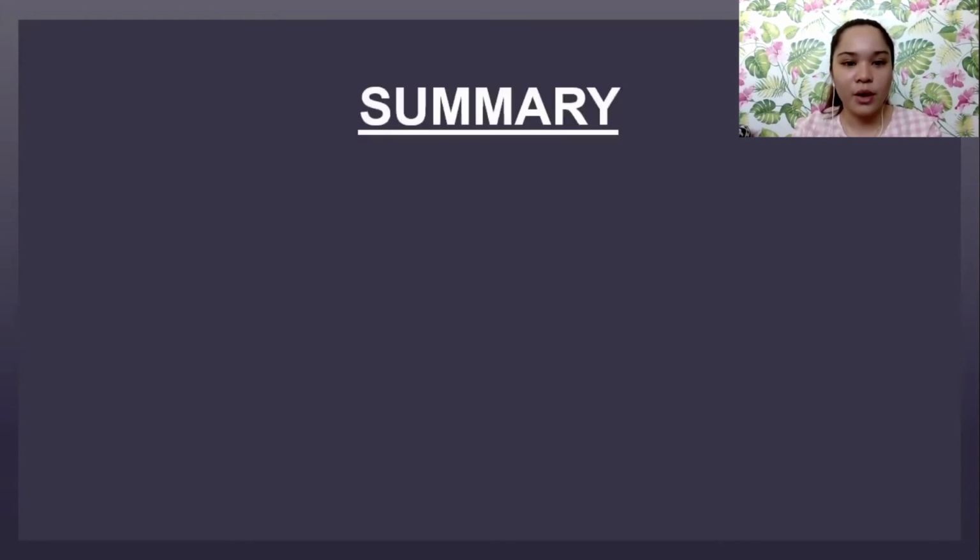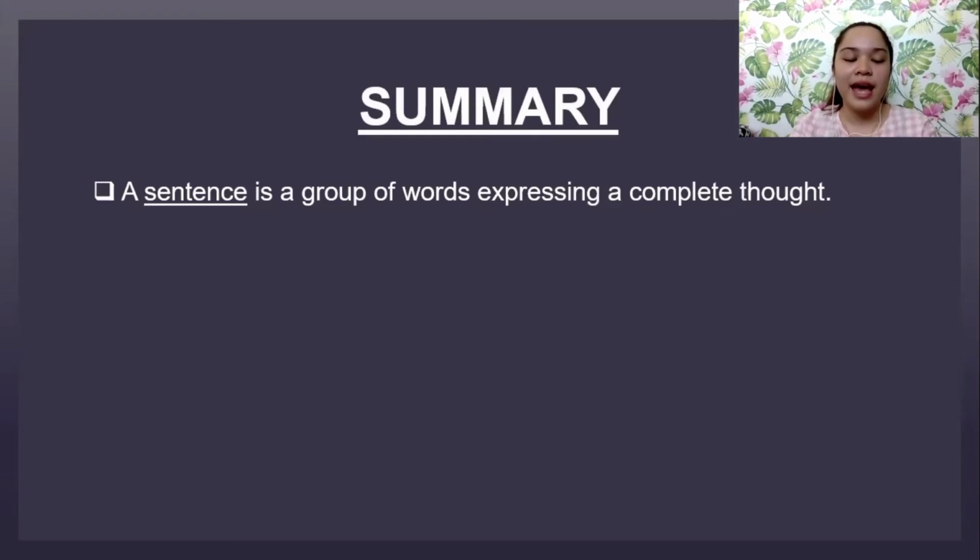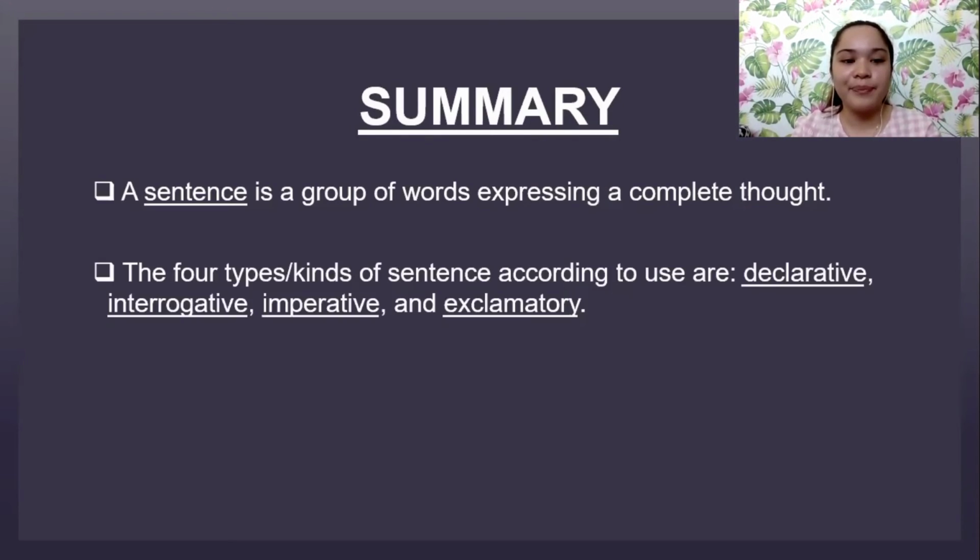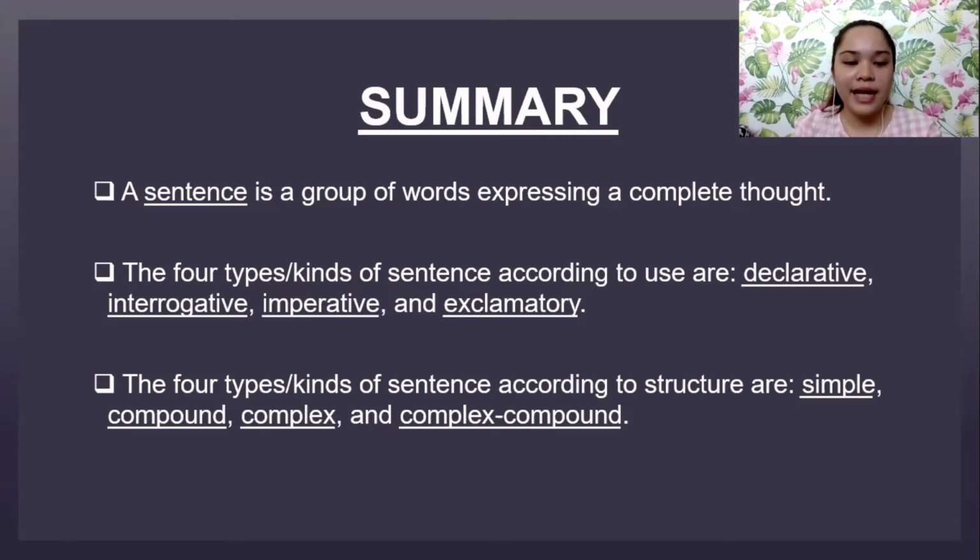Yes, ma'am. Okay, so for the summary, a sentence is a group of words expressing a complete thought. The four types or kinds of sentence according to use are declarative, interrogative, imperative, and exclamatory. The four types or kinds of sentence according to structure are simple, compound, complex, and complex compound.